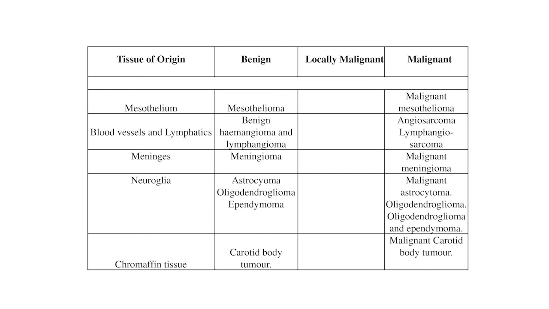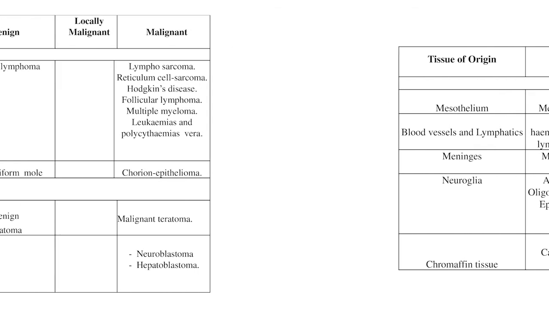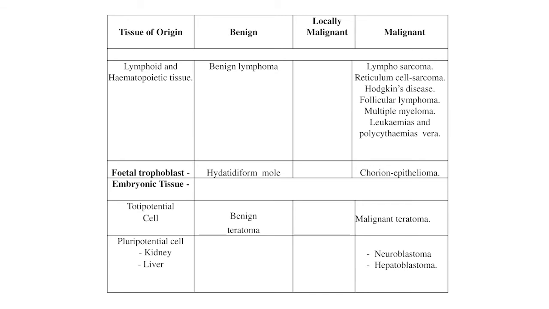Next is the lymphoid and lymphopoietic tissues, that is the benign lymphoma, and the malignant tumors are lymphosarcoma, reticulum cell sarcoma, Hodgkin's disease, follicular lymphoma, multiple myeloma, leukemias and polycythemia vera. Fetal trophoblast origin: the benign tumor is the hydatidiform mole and the malignant tumor is the choriocarcinoma. From the embryonic tissue, the totipotential cells develop the benign teratoma and the malignant tumor is the malignant teratoma.